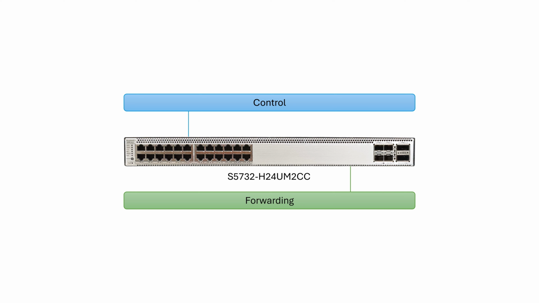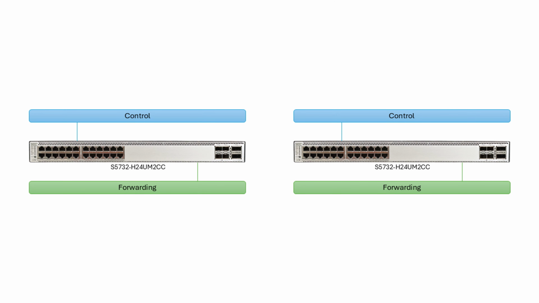The forwarding plane handles packet forwarding by receiving, sending, and directing packets based on the routes provided by the control plane, or using ARP entries for direct forwarding decisions. To create a stack between two switches, initially, each switch has its own control plane and forwarding plane.